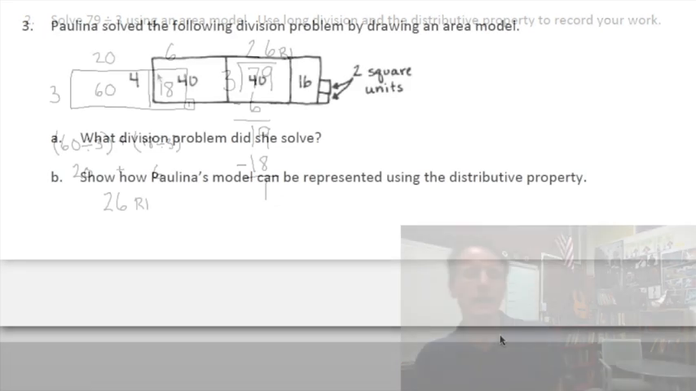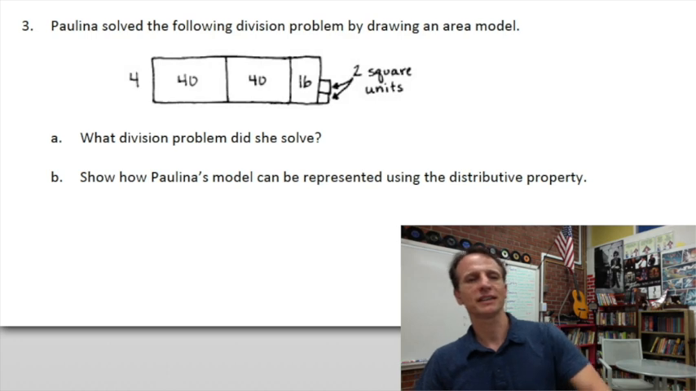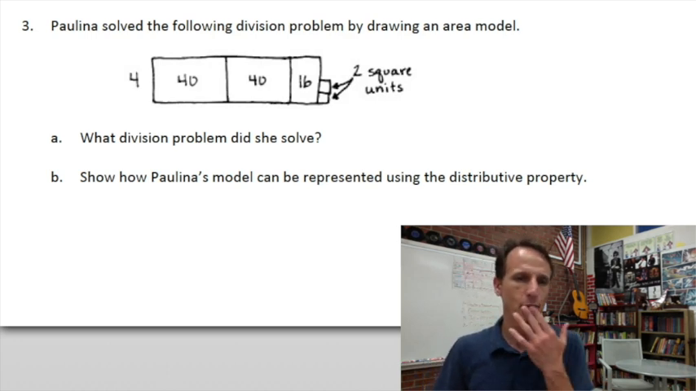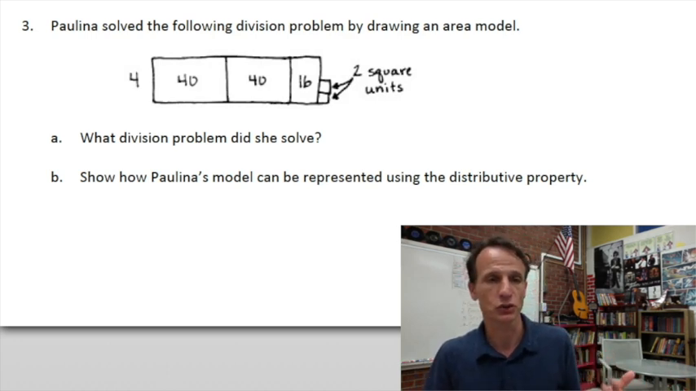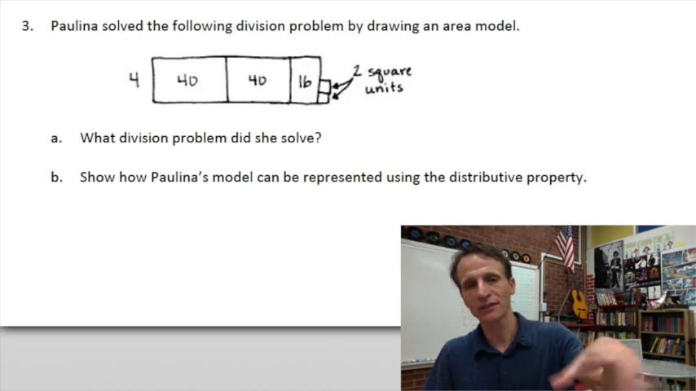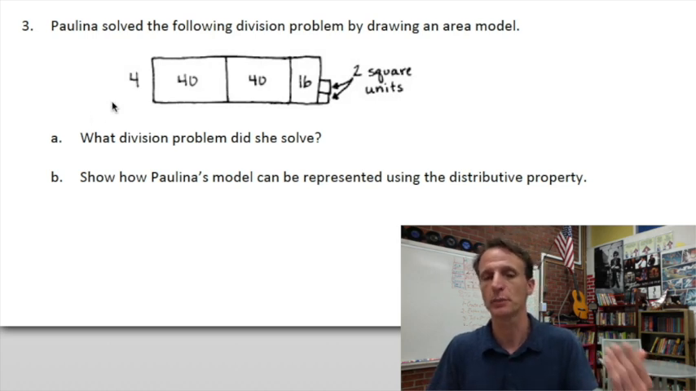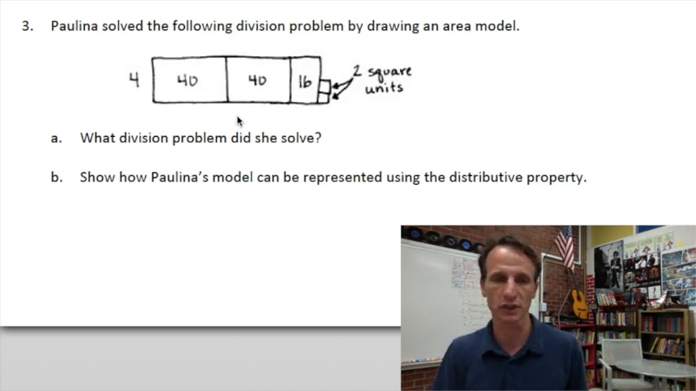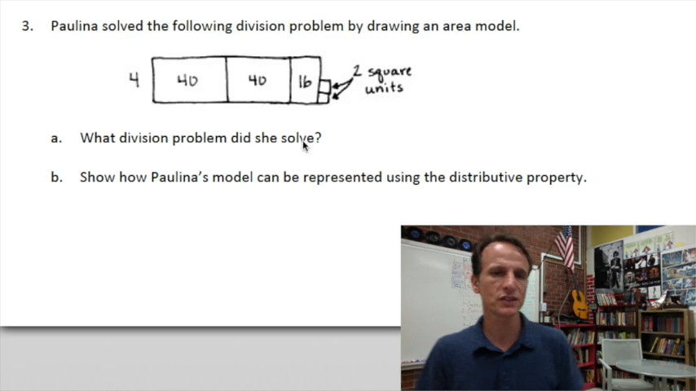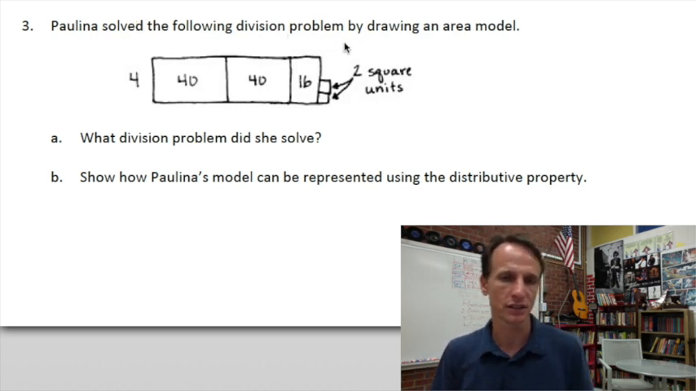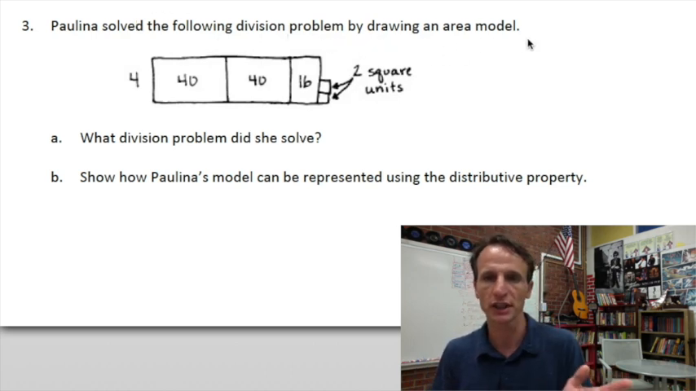And I love questions like number 3 because we have Paulina, for one thing. She's cool. But more importantly, we have this area model that they're giving us and saying, can you interpret it? It's one thing to be able to make one, but can you look at someone else's work and interpret it? So what division did she solve here? She solved the following division problem by drawing an area model. What division problem did she solve?